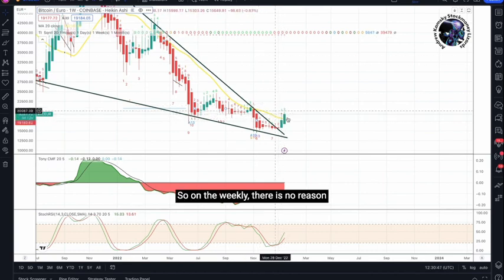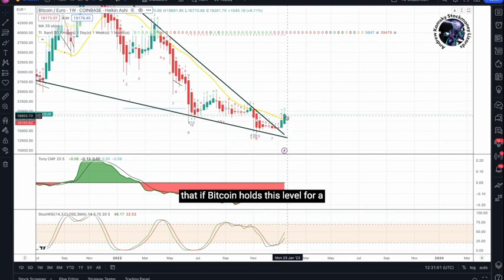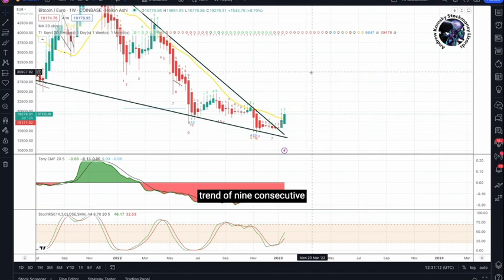So on the weekly, there is no reason to believe that we shouldn't have a bullish week coming into next week. Also, we're currently breaking above the 20-week moving average, so there is no reason to believe that if Bitcoin holds this level for a third week, ranging from this price down to the moving average, it cannot continue that bullish trend of 9 consecutive weeks in a row of upside.